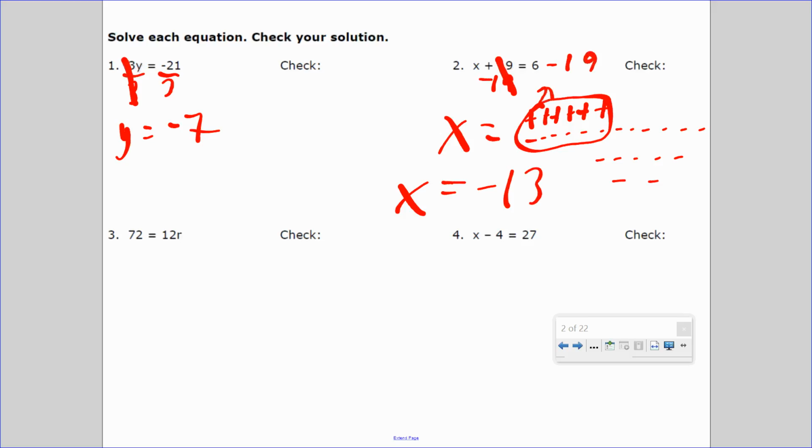Next one, number 3. I need to isolate r. What is next to r? 12. This is times. What's the inverse of times? Divide by 12. This cancels. R equals 72 divided by 12, which is 6.